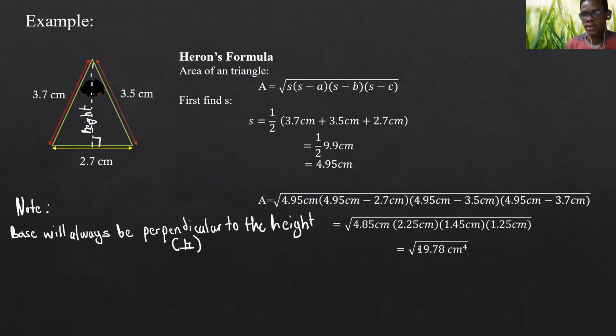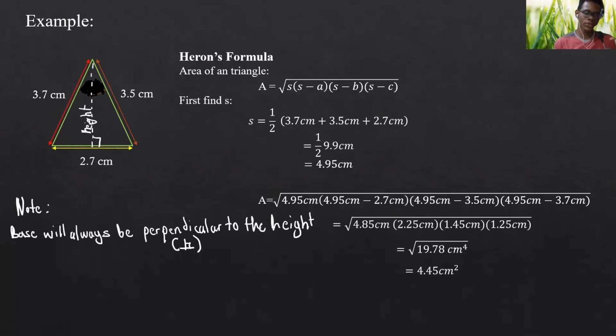All right, and then again, we have to multiply in those numbers as well. 19.78. We end up back with 4.45 centimeters squared, right? The square root divides the 4 by 2. That's what square root does. Divides the power by 2. So we end up with centimeters squared. You could jump ahead and write the centimeters squared, right? So the answer here is 4.45 centimeters squared using Heron's formula.